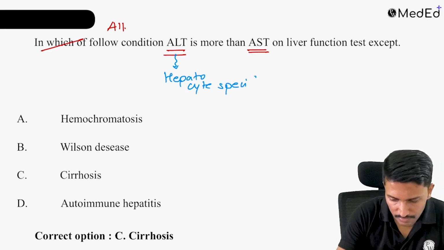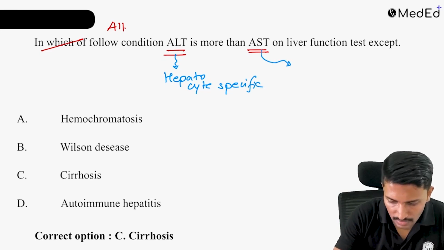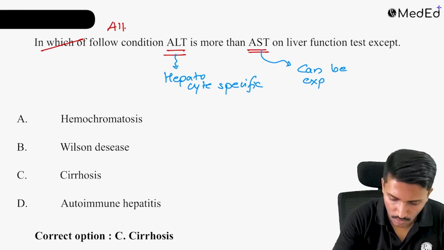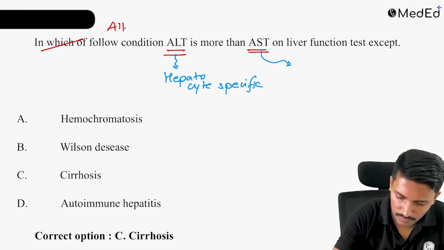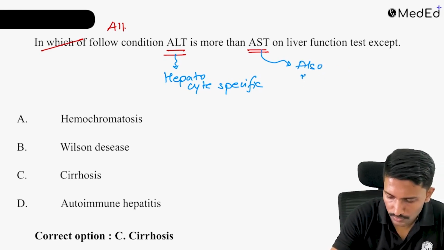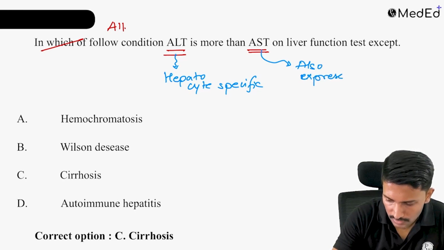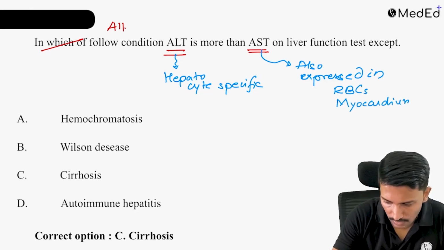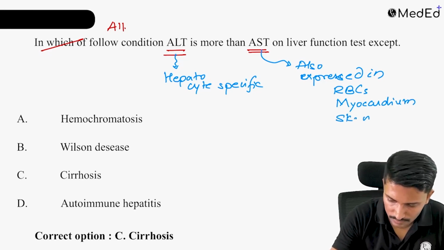Hepatocyte specific. AST is expressed, not can be, it is expressed. It is also expressed in RBCs, right, myocardial cells and skeletal muscles.